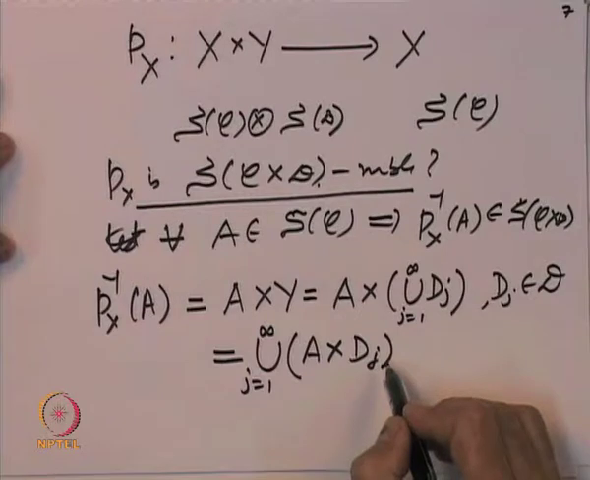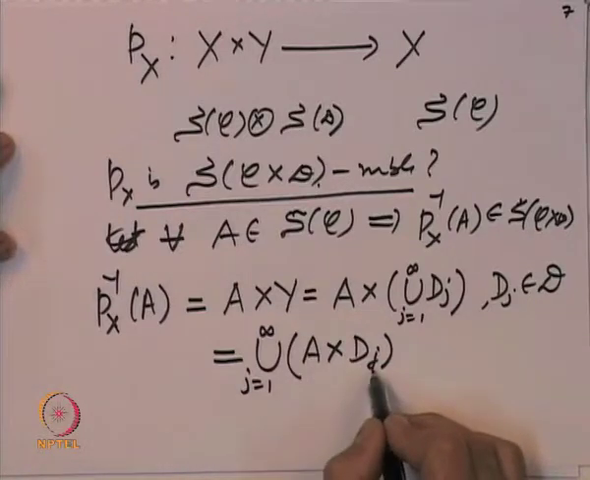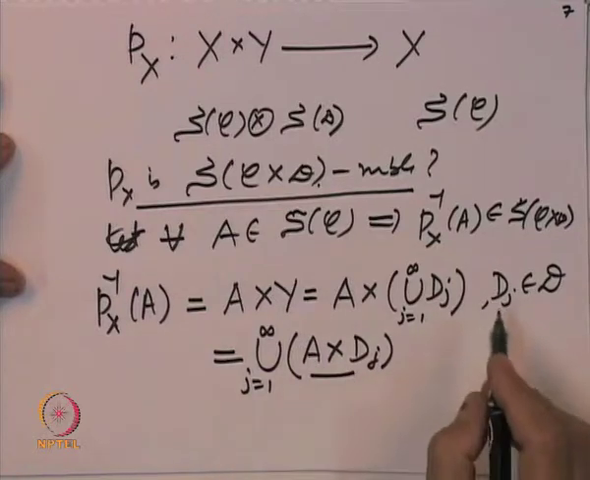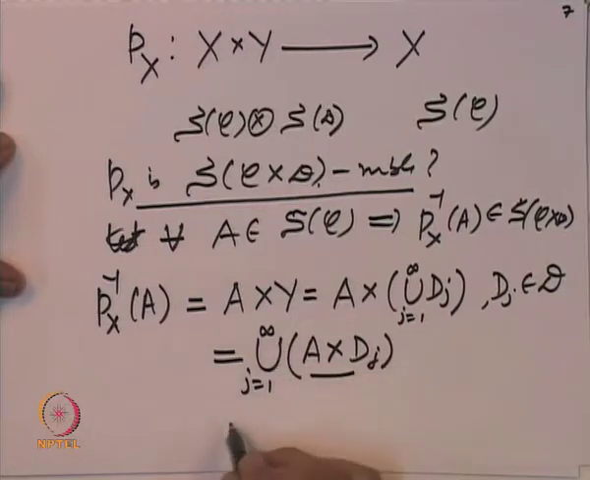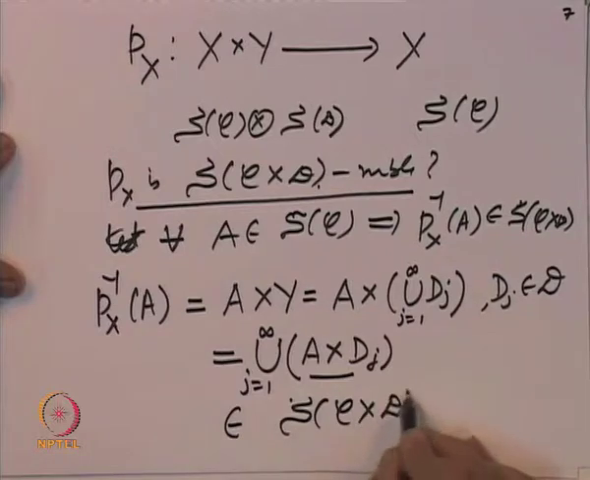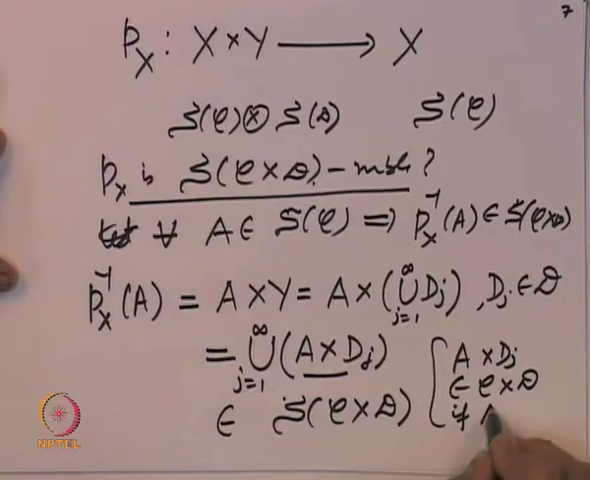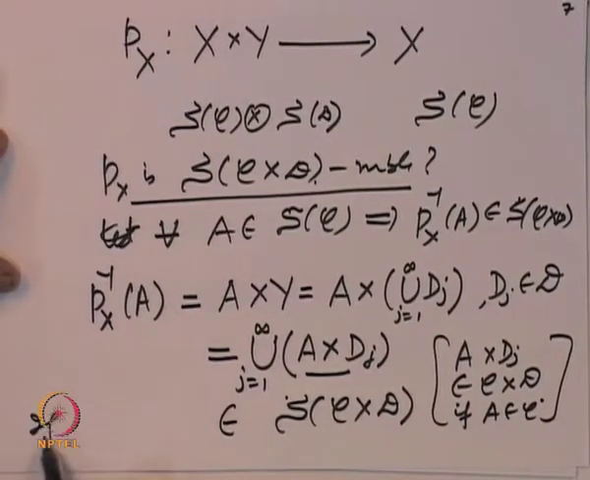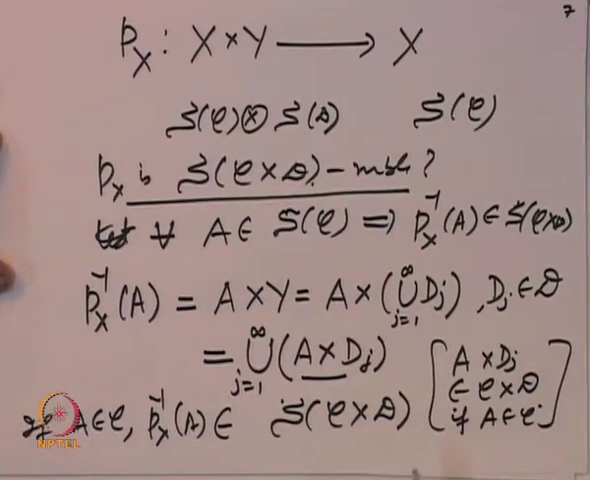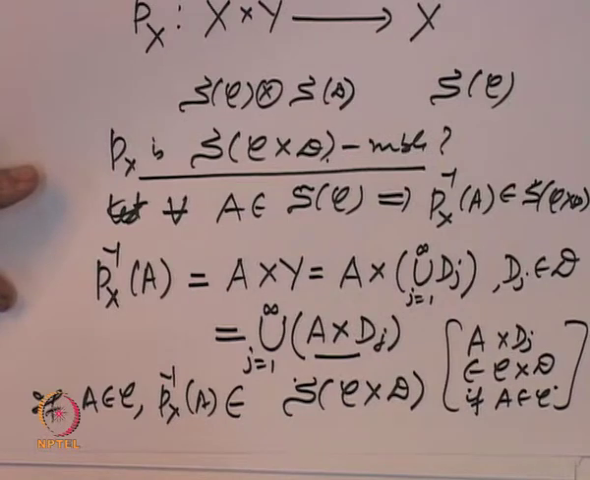Okay. So, this implies that P_x inverse of A is written as a union of rectangles which look like A cross d_j. Now, the d_j's are inside the sigma algebra, inside the collection D, and if A belongs to C, then this will belong to C cross D. So, the union will belong to the sigma algebra generated by C cross D. Why? Because A cross d_j will belong to C cross D if A belongs to C. So, if A belongs to C, then P_x inverse of A, just now represented as this, belongs to the sigma algebra generated by C cross D. But what we want to show is not only for C, for S of C also this property is true. So, we apply the usual sigma algebra technique to prove this.